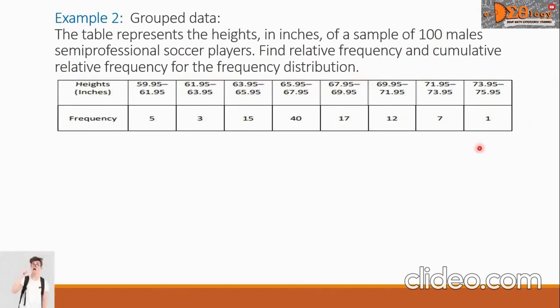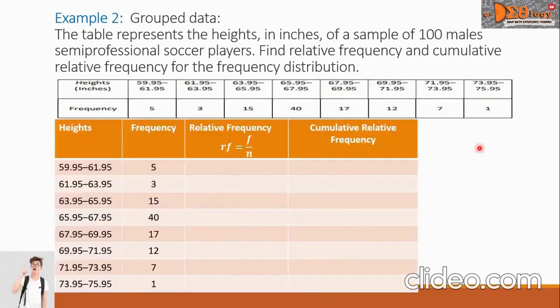Now, let us write our step 1. For our table here, we are going to write 4 columns. In our first column, the heights are there, and we can see the classes. The frequency is here on the second column, and it is already given. So we don't need the tally column now. Next, we're going to find the total of the frequency, and this is equal to 100. This is based on how it is described in the problem that there must be 100 male players.